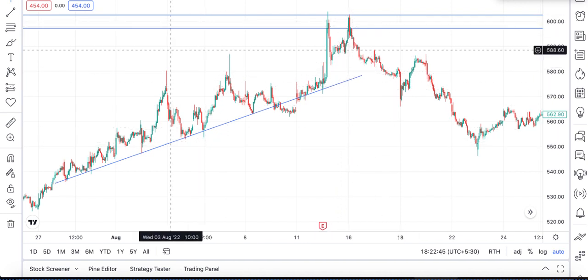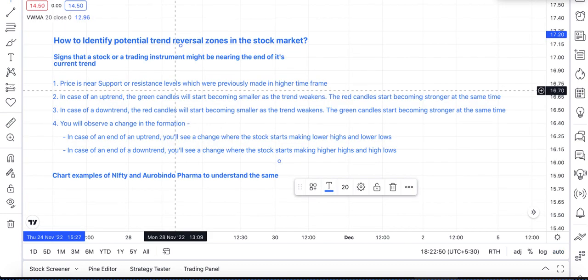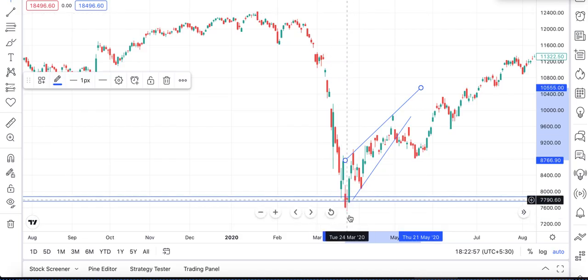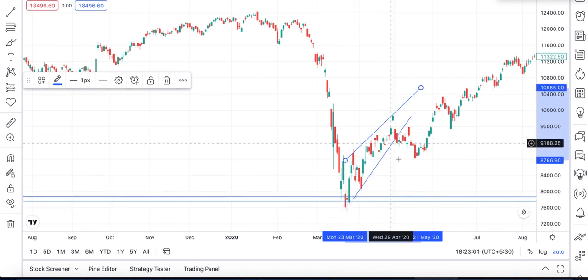So the second important thing to watch out for is your green candle, in case of an uptrend. Is the green candle losing strength, and is the red or bearish candle becoming stronger or not? In case of a downtrend, the reverse will happen. You will see the red candles becoming smaller and losing strength, and the green candles becoming stronger and gaining strength in the market.